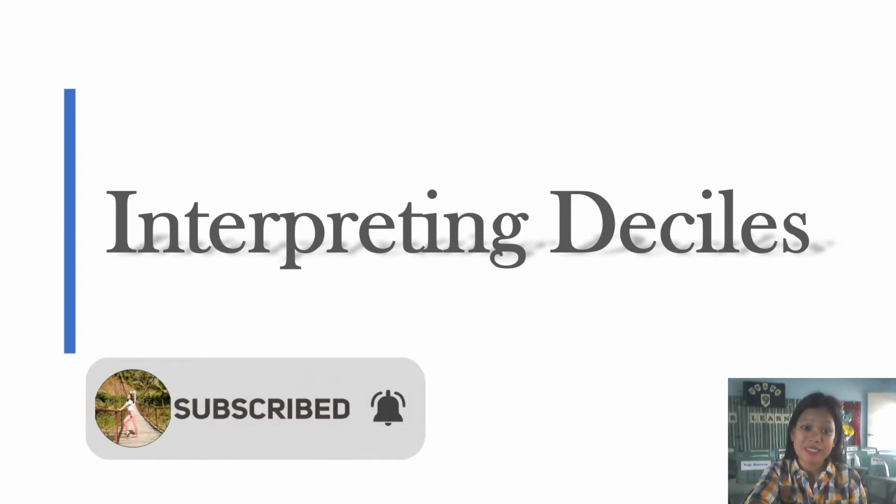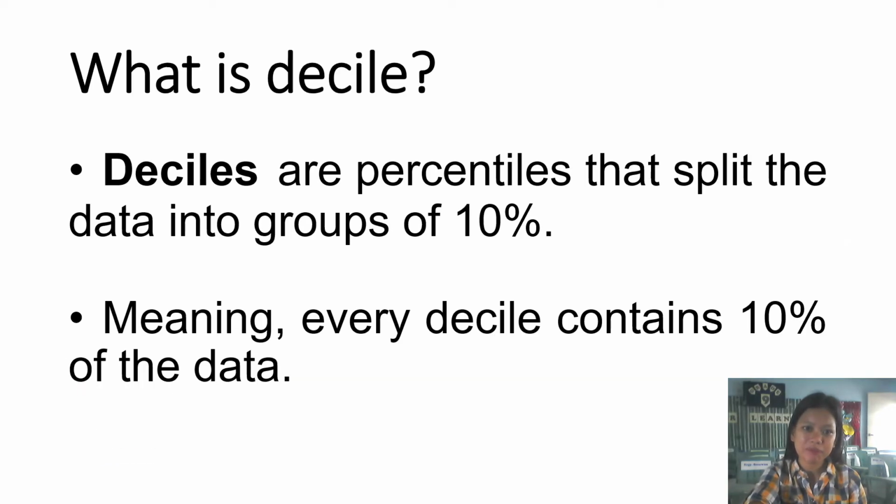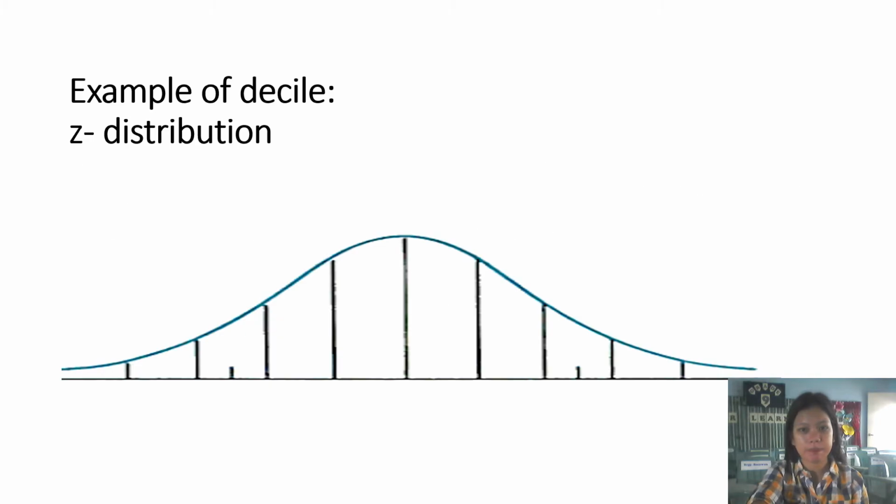So, interpreting deciles. What is a decile? Deciles are percentiles that split the data into groups of 10%, meaning every decile contains 10% of the data. In other words, the distribution is divided into 10 equal parts. For example, the decile distribution is divided into 10 equal parts.